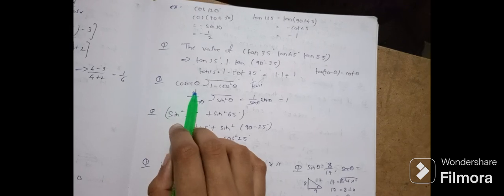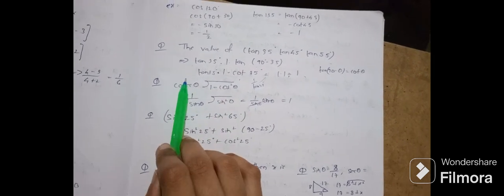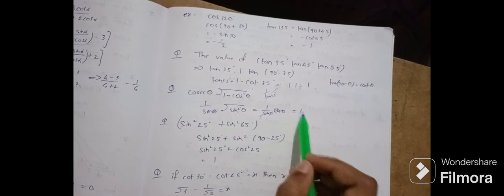Next coming to this, cosecant theta into the square root of 1 minus cos square theta. Cosecant theta can be written as 1 by sin theta. 1 minus cos square theta is equal to sin square theta by the trigonometric identities. Here 1 by sin theta into the square root of sin square theta, the square and root get cancelled. 1 by sin theta into sin theta is 1.